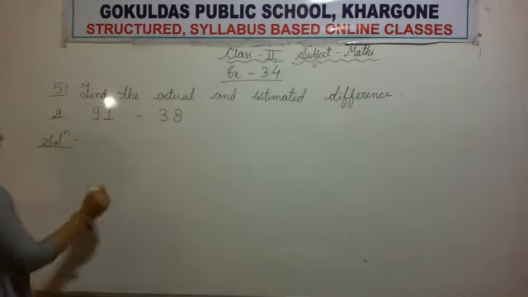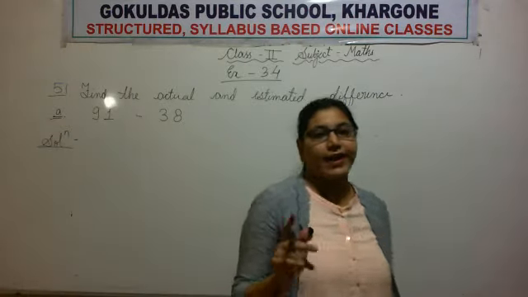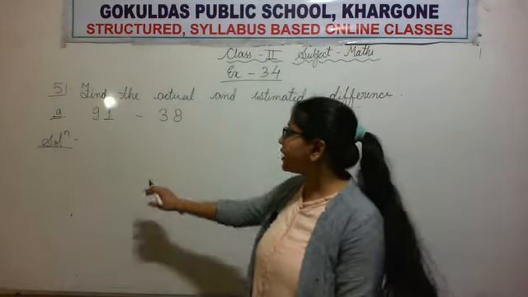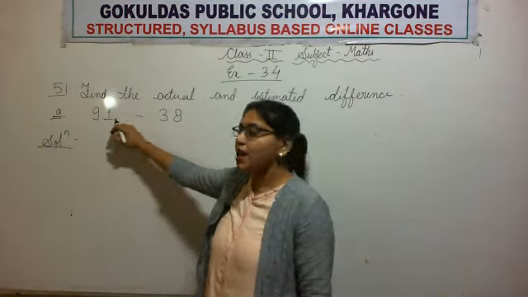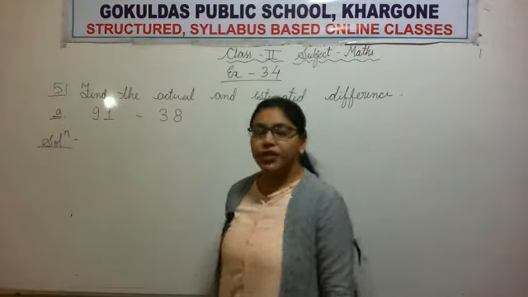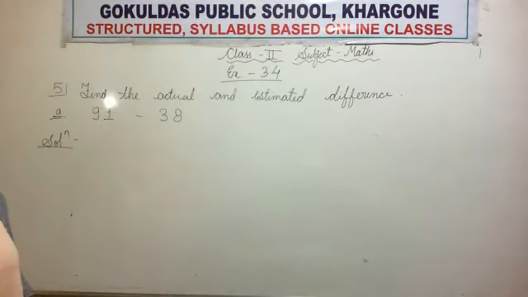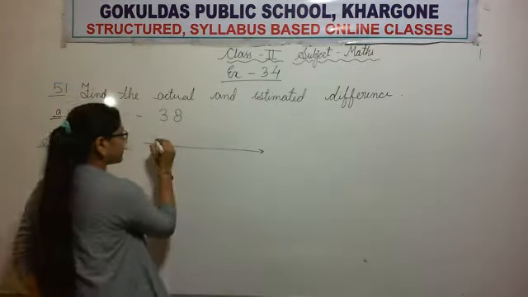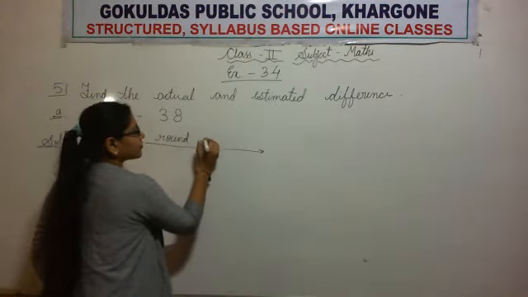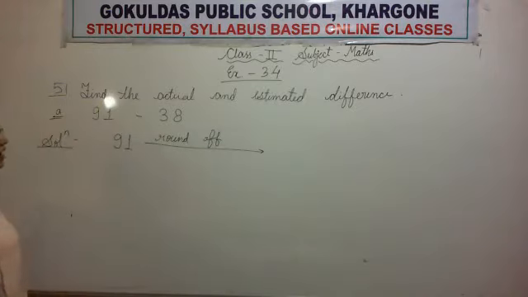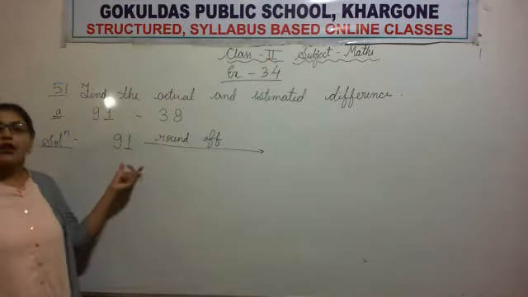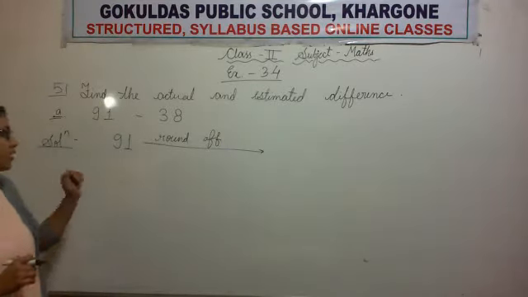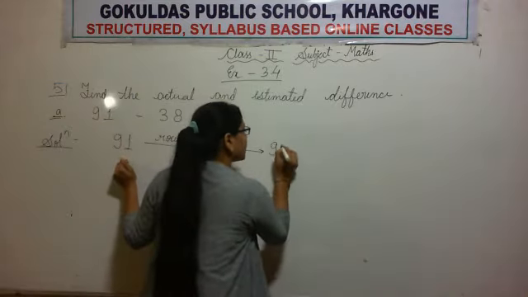All of you now stop writing. First understand and then write. I will give you time to write. Okay, so stop writing. See, this is our question. Two numbers are there, 91 and 38. 91 minus 38 is there. So, first of all, we will round off these two numbers. First of all, we will round off 91. In this 91, 1 is smaller than 4, so we will round down. So, this 91 will become 90.